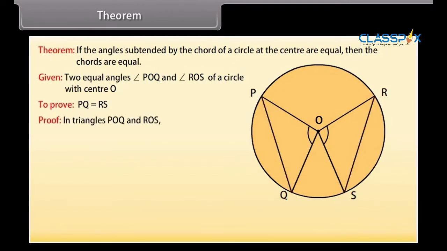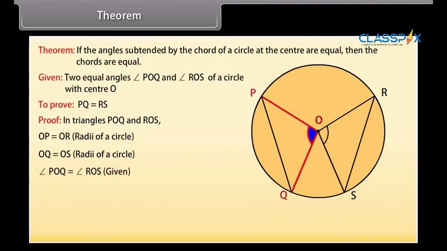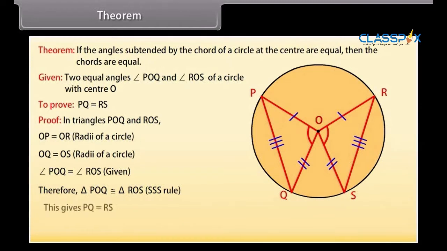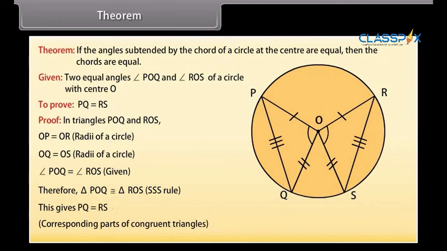Proof. In triangles POQ and ROS, OP is equal to OR because these are the radii of a circle. OQ is equal to OS. These are also the radii of a circle. Angle POQ is equal to angle ROS, given. Therefore, by SAS congruence rule, triangle POQ is congruent to triangle ROS. This gives PQ is equal to RS because corresponding parts of congruent triangles are congruent.